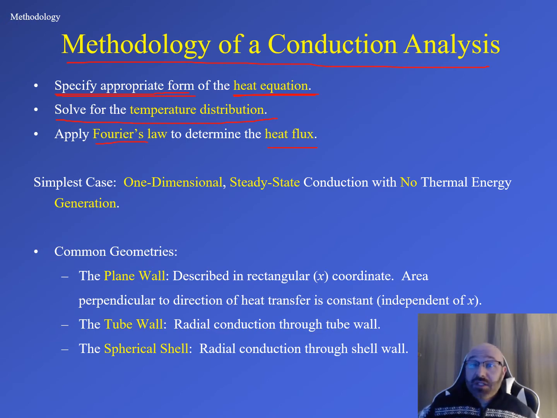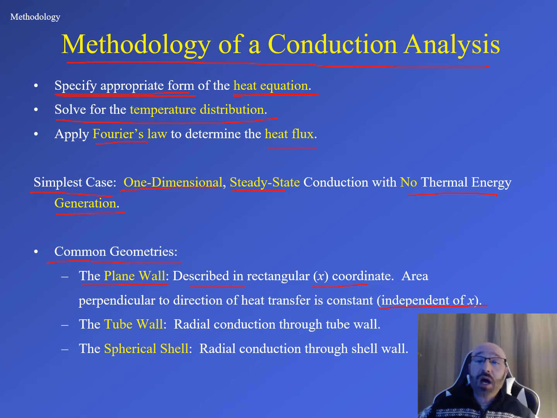So as I mentioned, in this module we're going to be looking at the simplest case. The simplest case being that we're only dealing with one dimension and steady state with no thermal energy generation. All these things together really simplify our solution. First, we're going to take a look at some common geometries. For Module 4.1, we'll concentrate on the first one, the plane wall. This is described in rectangular x-coordinates. The area perpendicular to the direction of heat transfer is constant and independent of x. That's why we're saying this is just 1D. It's a plane wall, but we're only concerned with that one direction.